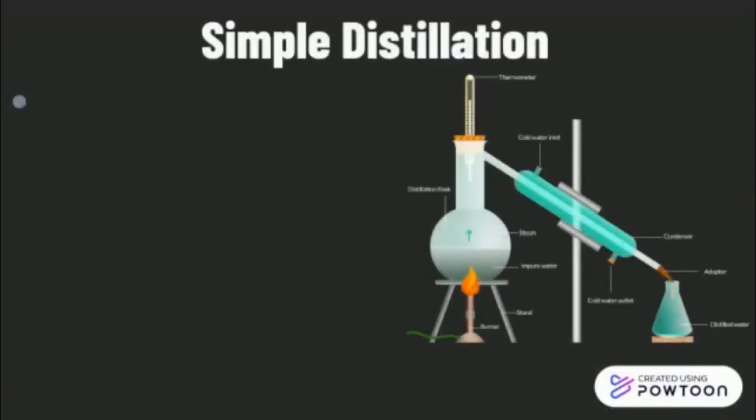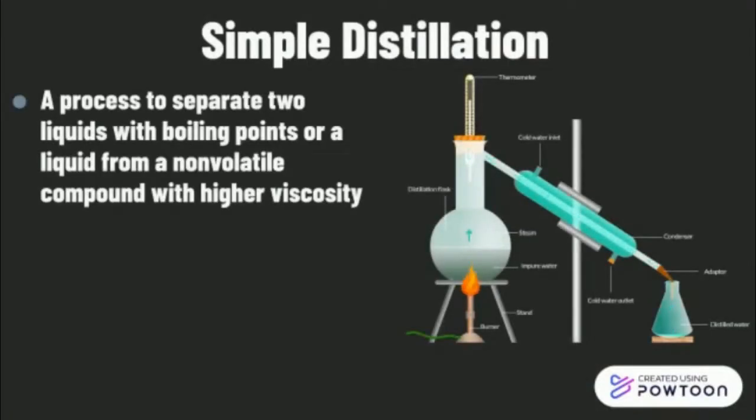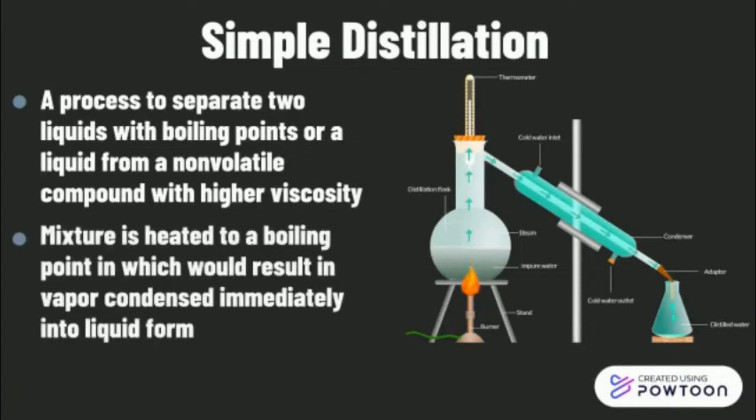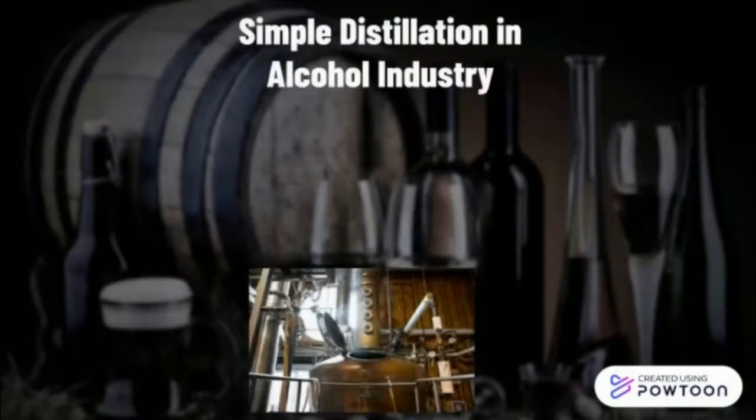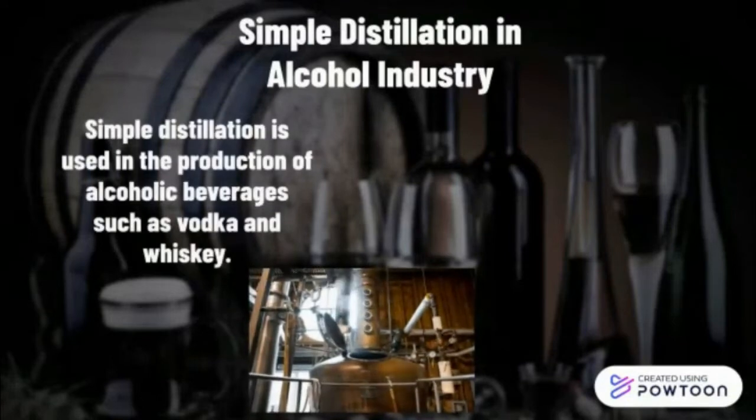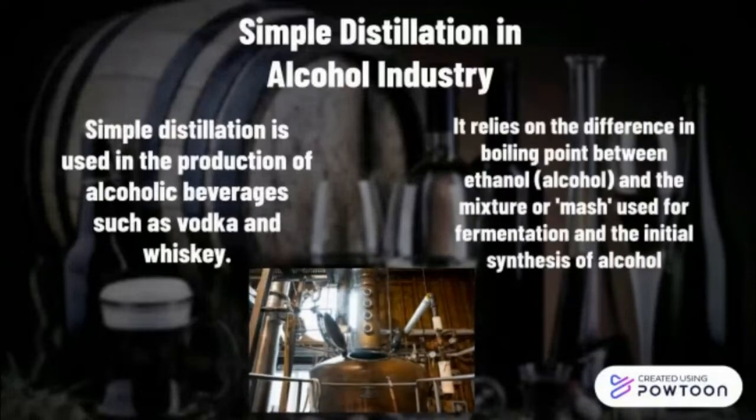Simple distillation. Simple distillation is a process to separate two liquids with different boiling points, or a liquid from a non-volatile compound with higher viscosity. In the simple distillation process, the mixture is heated to its boiling point, which results in vapor condensed immediately into liquid form. It is widely used in the alcoholic beverages industry to produce high concentrations of alcohol. Simple distillation is used in the production of alcoholic beverages such as vodka and whiskey. It relies on the difference in boiling point between ethanol alcohol and the mixture or mash used for fermentation and the initial synthesis of alcohol.